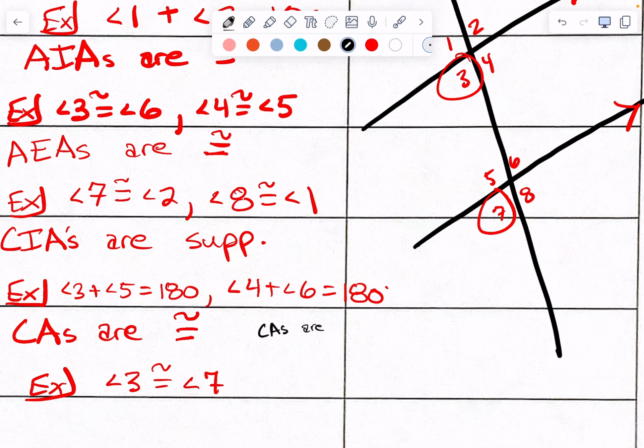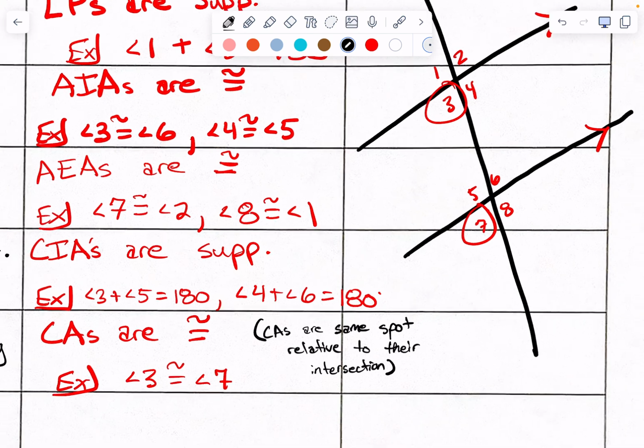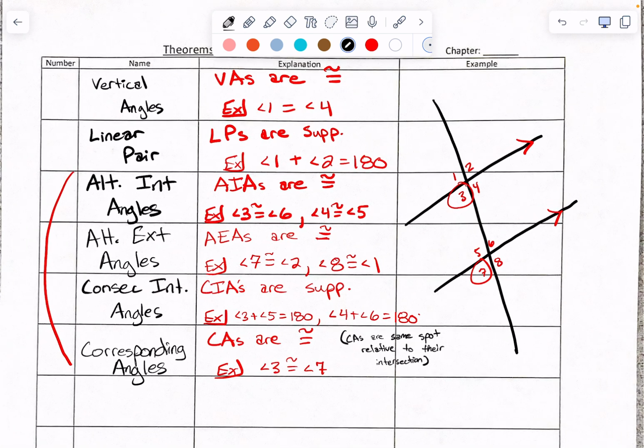CAs are the same spot relative to their intersection. Does that make any sense at all? That's fine. If you don't need that reminder, don't write that down, right? Corresponding angles are just the same corner, right? That's what we know. Good? All right, so now you have that written down, and that's helpful. But I think I've said this 3 times already.